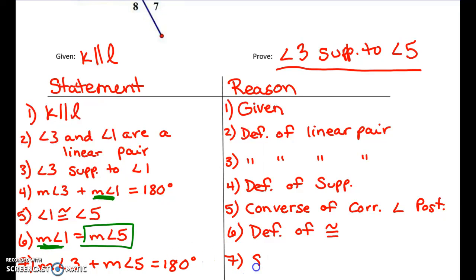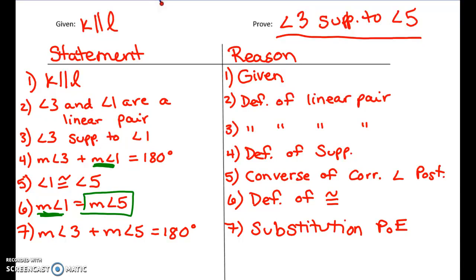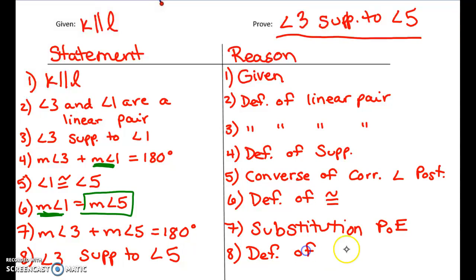Degrees by, and we really like that step because it's a good substitution step, and now we're completely set up to finish this. I need to actually end with the statement angle 3 is supplementary to angle 5, which I'm now able to do because the definition of supplementary is that they add to 180. Well, we've got that in step 7. So my reason for step 8 is definition of supplementary. And we're done with the proof.